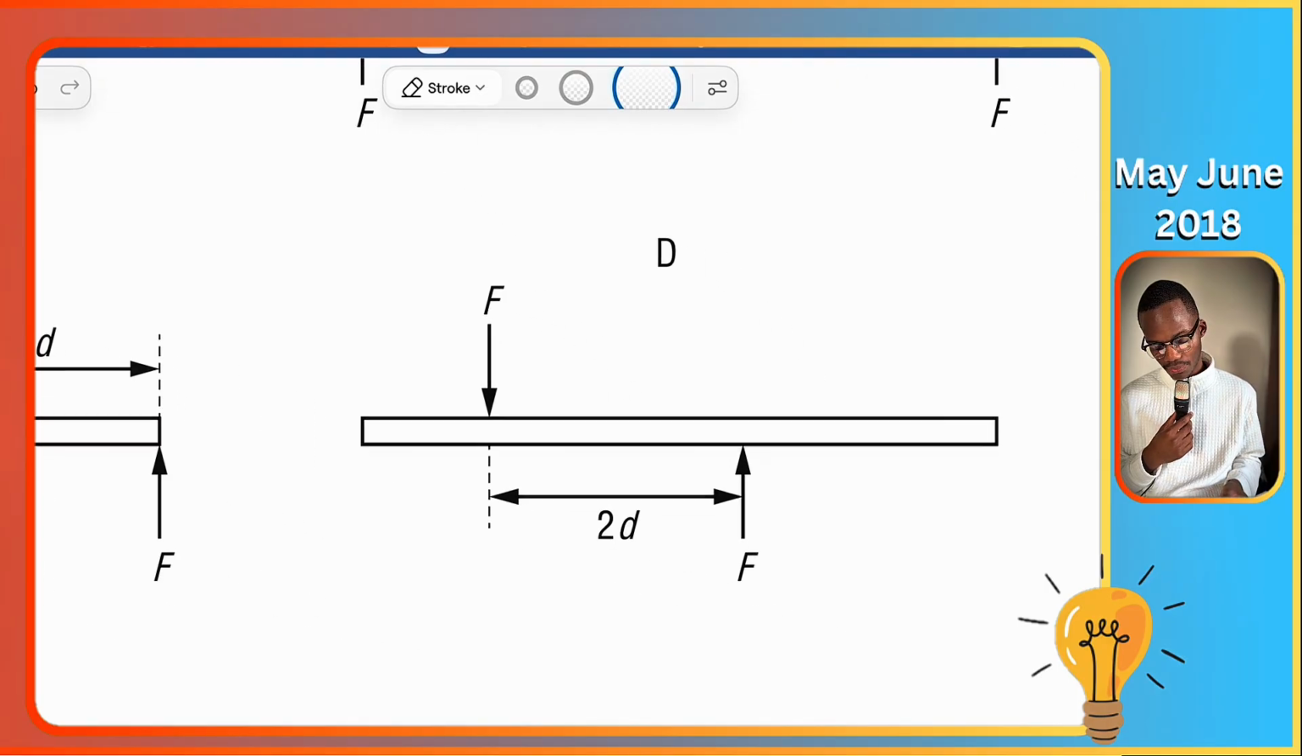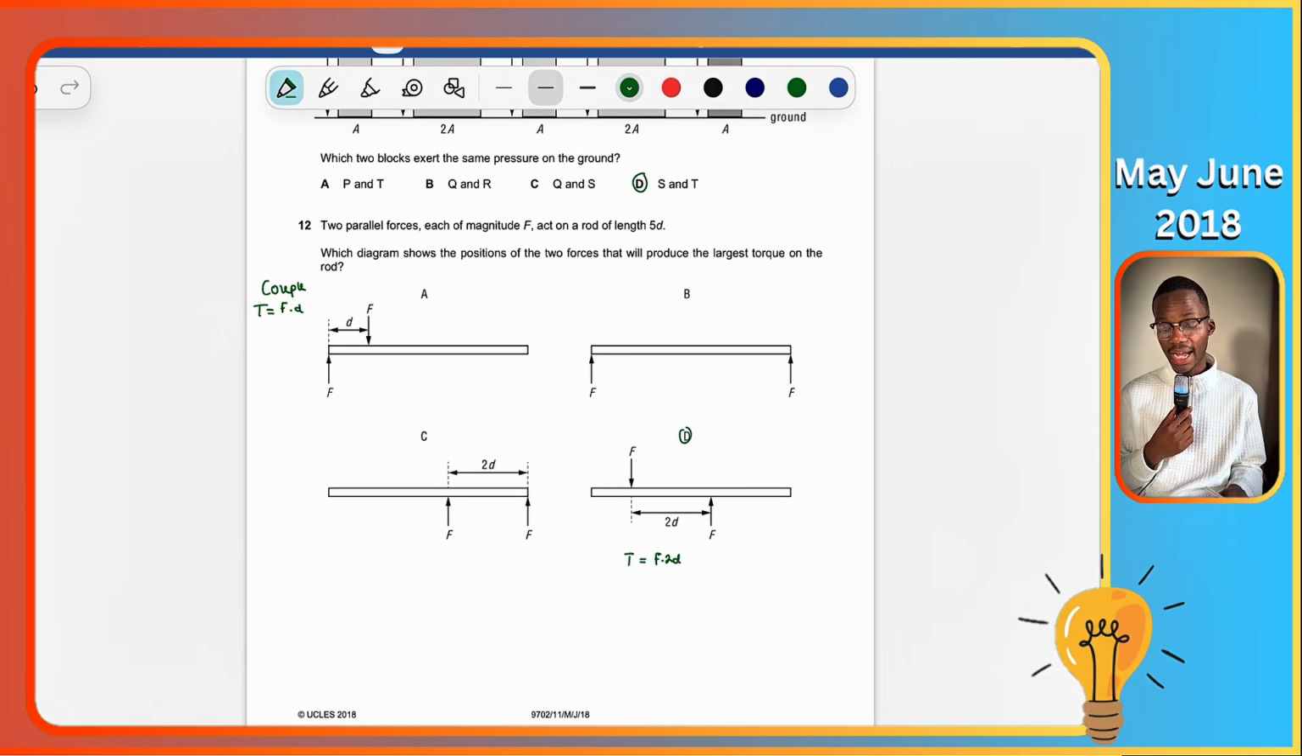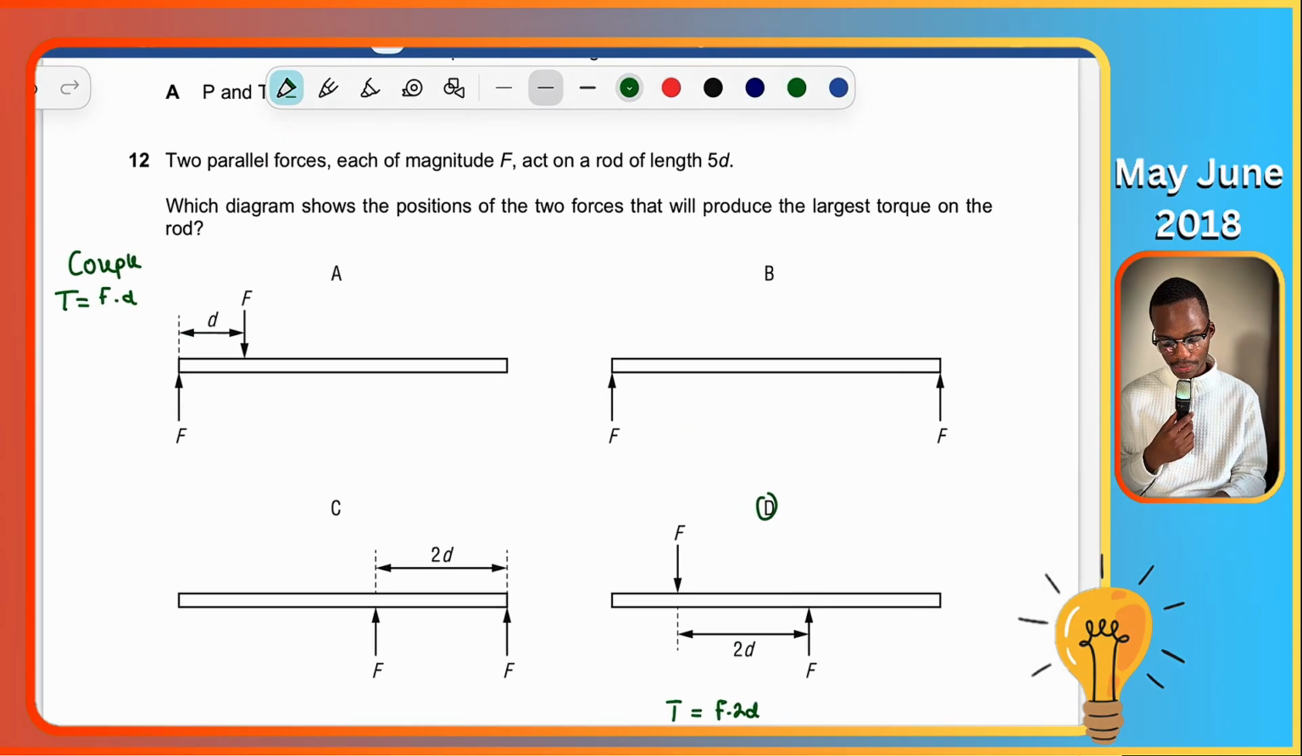Then if you go for D, the torque is effectively the force multiplied by 2d. So this is going to be the largest torque that we're going to have. So the correct answer is going to be D.